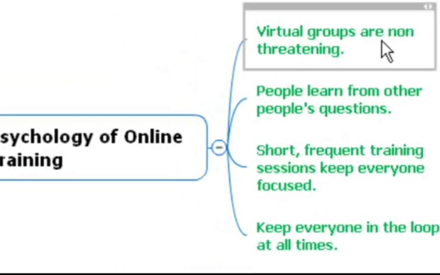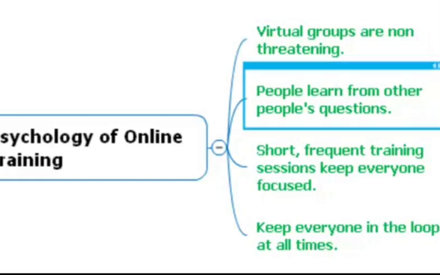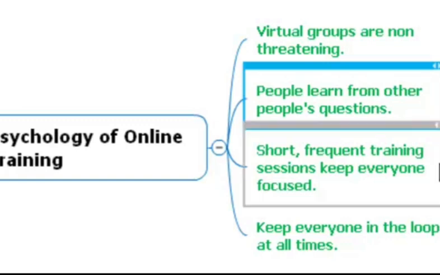A virtual setting is also very non-threatening. A lot of people are just basically more comfortable interacting in a virtual space, and that can be easier than having people stare at them when they raise their hand and ask a question. People learn from other people's questions. If you have 10 people in a room, 9 people may have the same question, and answering that question for one person answers it for everybody. So it really does scale training.